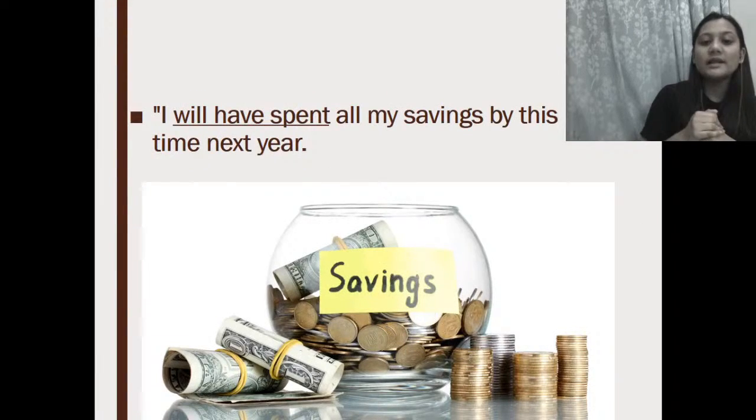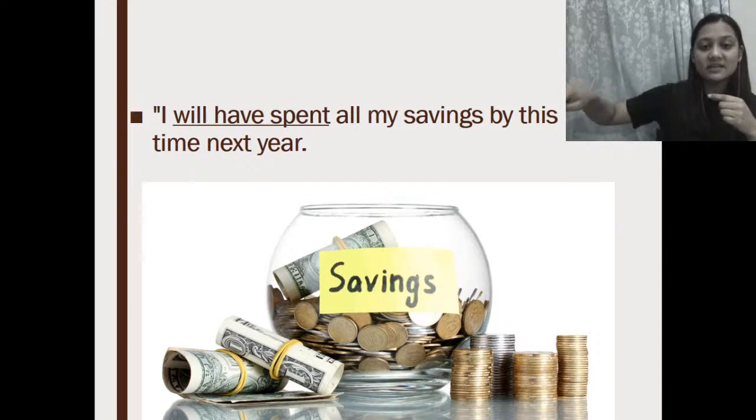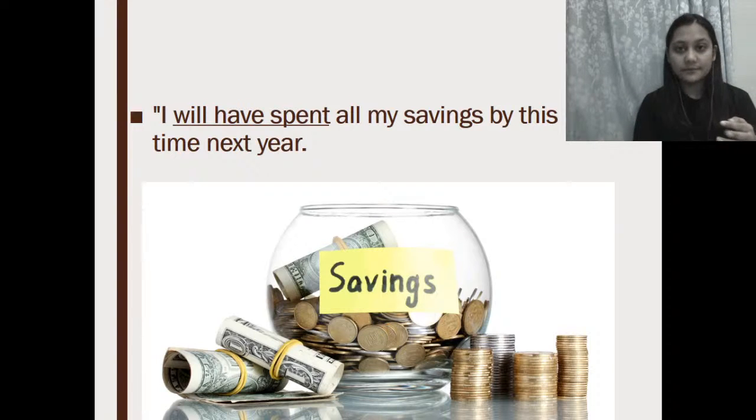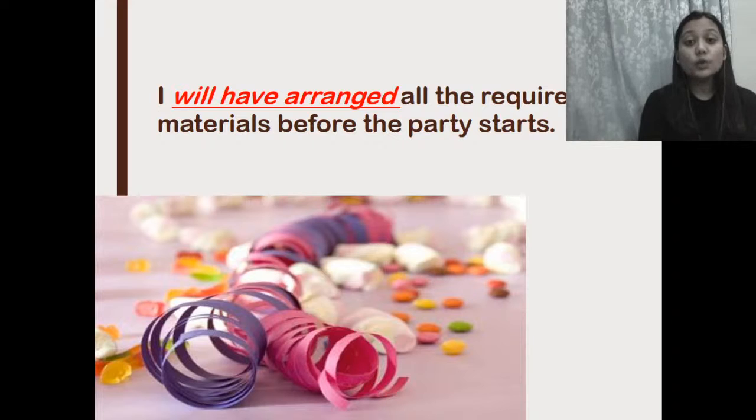I will have spent all my savings by this time next year. Right? It simply says that I will spend, if the way I'm spending these days, my money, by the time I will move to the next year, I'll be a pauper. I'll be left with no money at all. Right? So I will have spent all my savings by this time next year. All right. I will have arranged all the required materials before the party starts. So, I mean, उससे पहले ही I will going to arrange all my required materials before the party gets started, right?